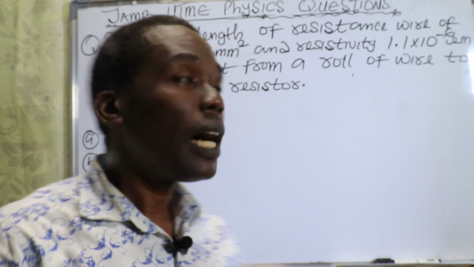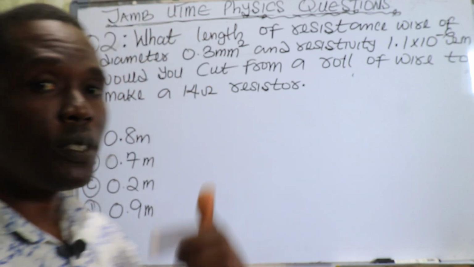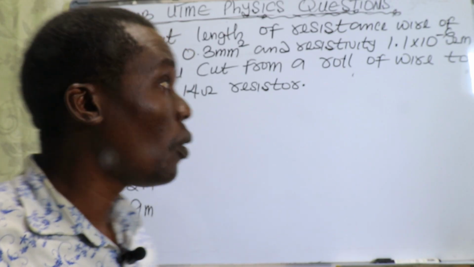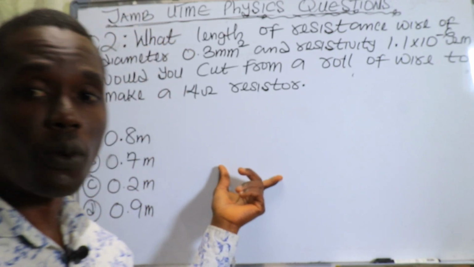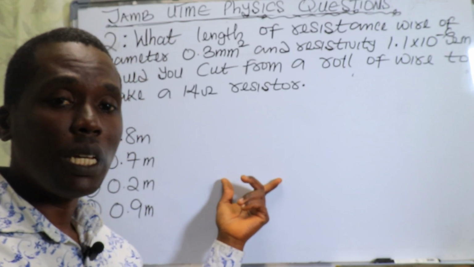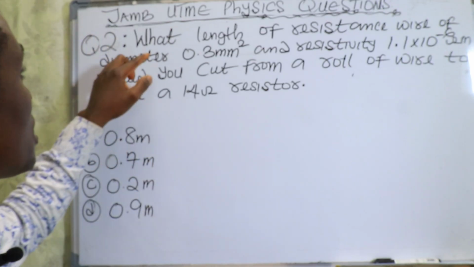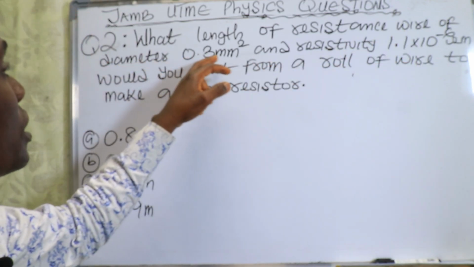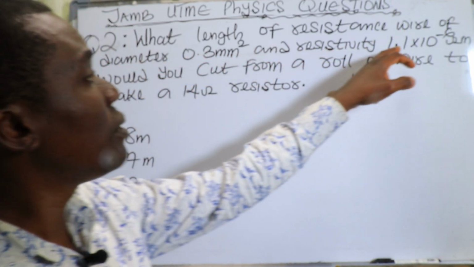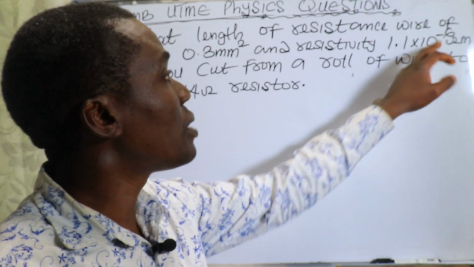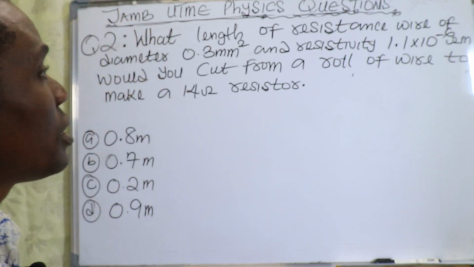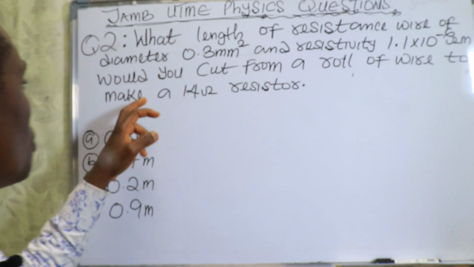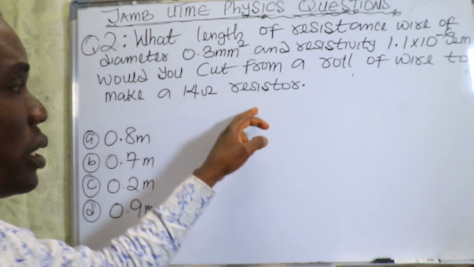So this is question number 2 of the series of JAMB Physics UTME questions, where we dey take prepare our JAMB students for the coming UTME exam. The question says, what is the length of resistance wire of diameter 0.3 mm and resistivity 1.1 times 10 to the power of -6 ohm meter, which you go cut from a roll of wire to make a 14 ohm resistor?